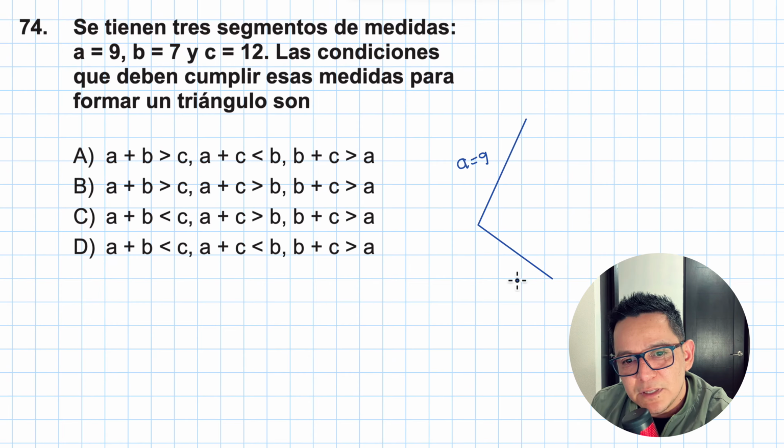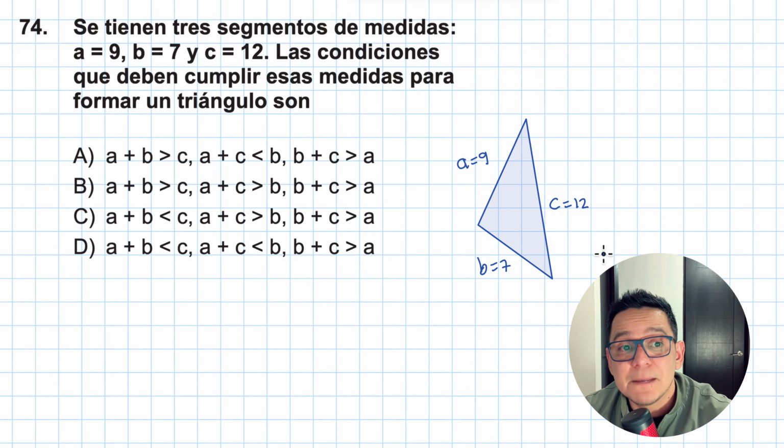We have this one that only measures 7, which is called B, and we have a longer one called C, which measures 12. Let me do it right. So, something like this, right? So this one is called C, and it measures 12.